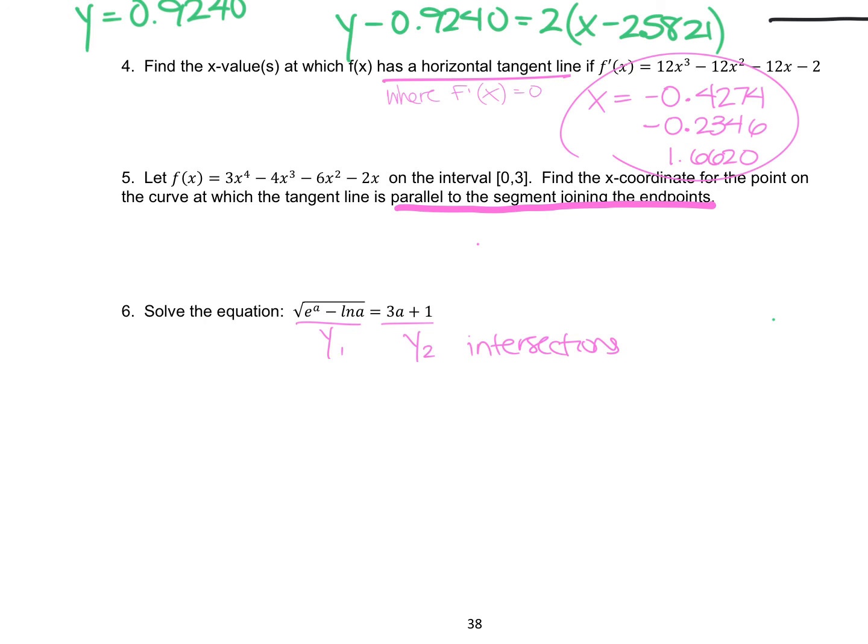Wrong button. Alpha, y equals, I'm going to do the derivative of y1.